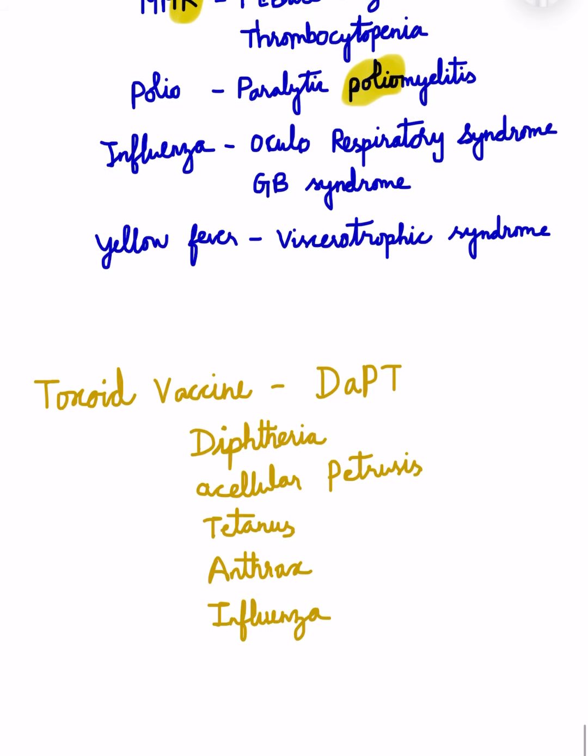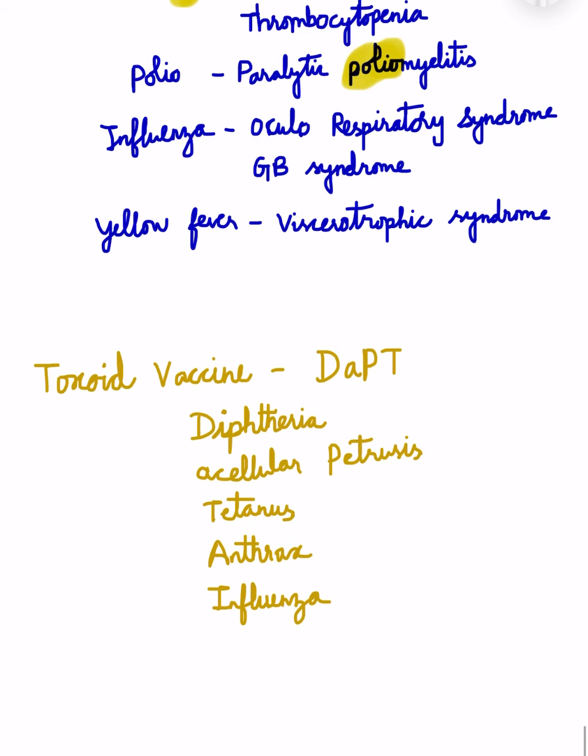Next, moving on to the toxoid vaccines. The toxoid vaccines are DPT. Here D stands for diphtheria toxoid and P stands for pertussis, and mostly acellular pertussis is used in combination, as DaPT. We also have a whole cell killed pertussis vaccine, which is more prone to cause encephalitis, so it is not used now. Acellular pertussis is commonly combined with the DPT vaccine, and T stands for tetanus. Other toxoid vaccines are anthrax and influenza.